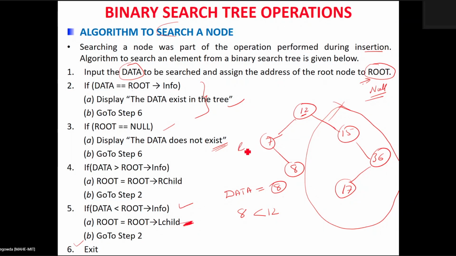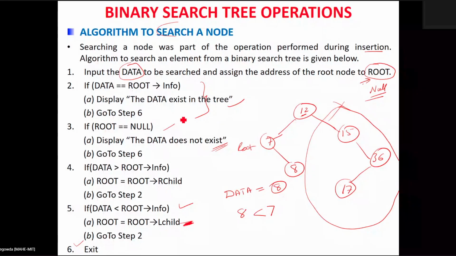Now your root is pointing to the 7. Again, we compare 8 with 7, whether 8 is less than 7 or not. 8 is not less than 7, so definitely it is going to be one of the nodes which belong to the right subtree of the 7. After that, you go back to step number 2 and start again from this. This is again not satisfied, and this is not satisfied here.